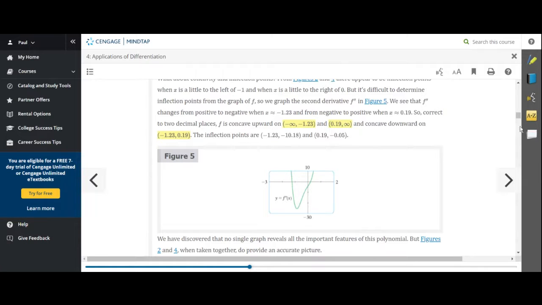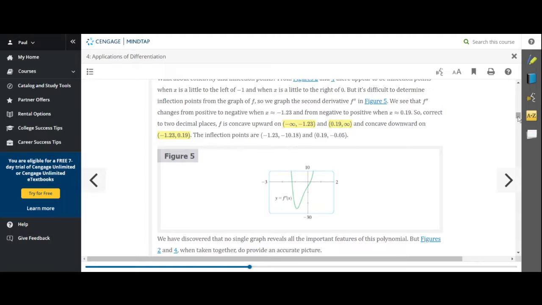And so you see these decimal values, negative 1.23, 0.19. The only way you're going to get those is to use your calculator, the zero function, to find the roots of the function. Okay, nobody's expecting you in section 4.4 to find these decimal values analytically like we did in section 4.3. You're going to graph the second derivative function and then use the zero feature on your TI calculator to find out those values.